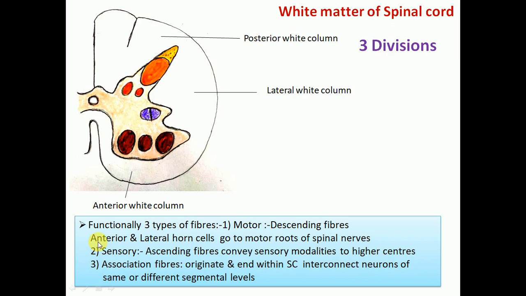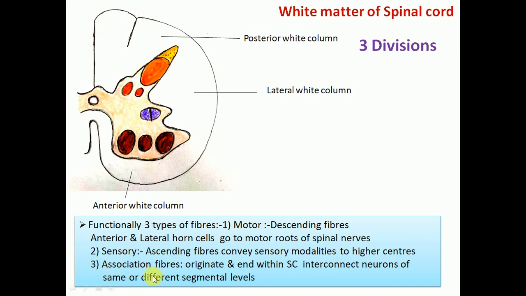These motor fibers are present in the anterior as well as lateral horn cells and go to the motor roots of the spinal nerve. Second are the sensory fibers. They are the ascending fibers and convey the sensory modalities to the higher centers. They also contain the central processes of the dorsal root ganglia of the primary sensory neuron, and they relay into the posterior aspect as sensory information, and from there onward they relay into the higher centers.